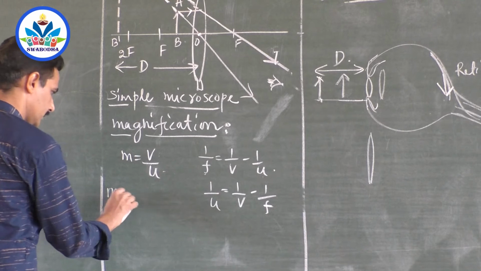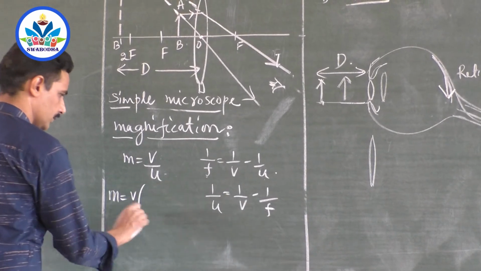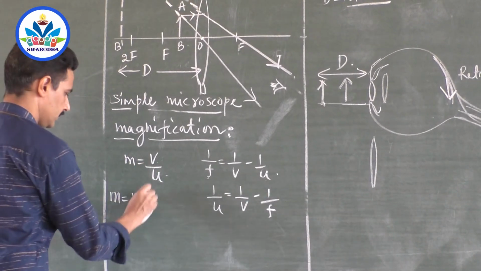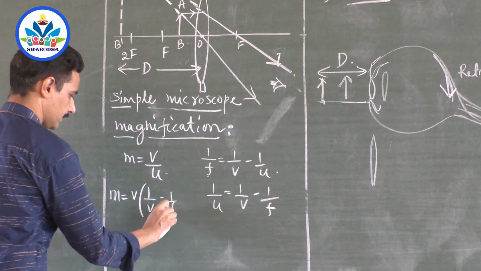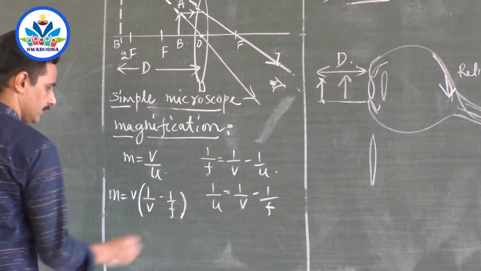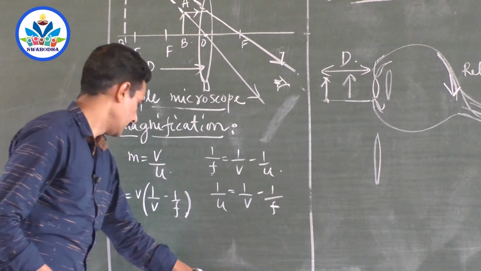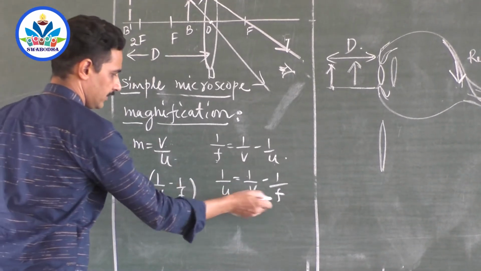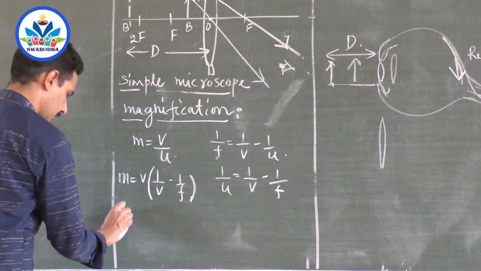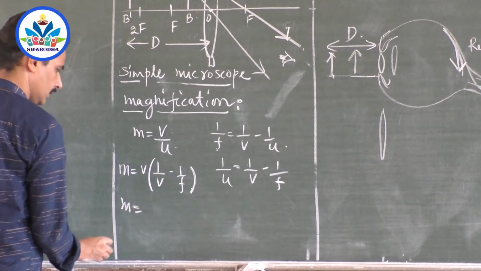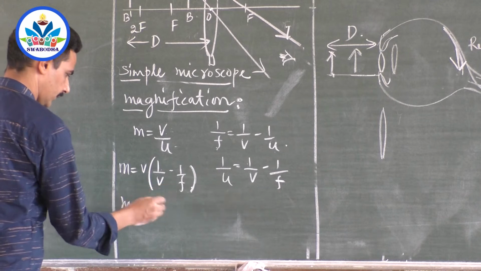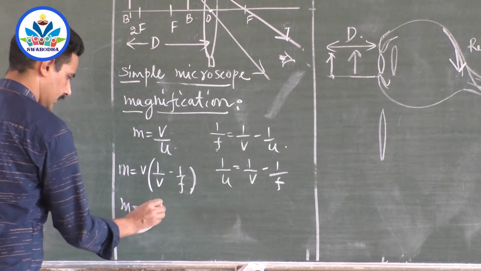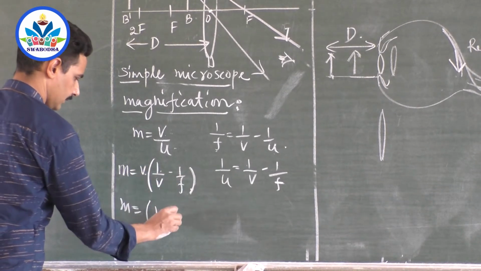M is equal to V into 1 by U. 1 by U is 1 by V minus 1 by F. Now, you bring the V inside. V into 1 by U, and 1 by U is 1 by V minus 1 by F. Substitute here. Magnification is equal to V into (1 by V minus 1 by F), that is equal to 1 minus V by F.